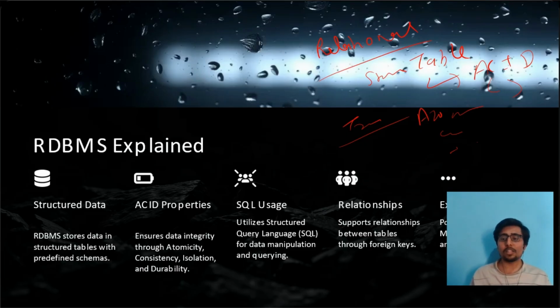RDBMS basically stores the data in structured tables with a predefined schema. You can think of RDBMS like an Excel sheet. You might have seen an Excel sheet, right? It will store everything in the form of a table. You can enter the numbers and data. For example, if you are a teacher or a professional, you can store the students' data, their marks, their CGPAs, all that.